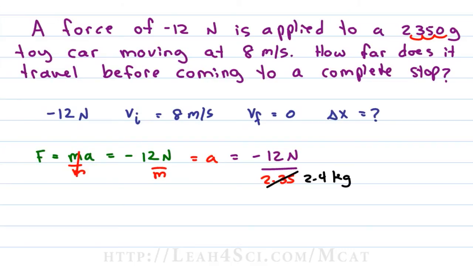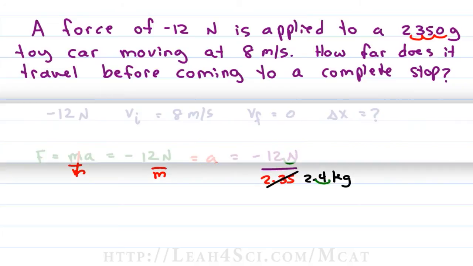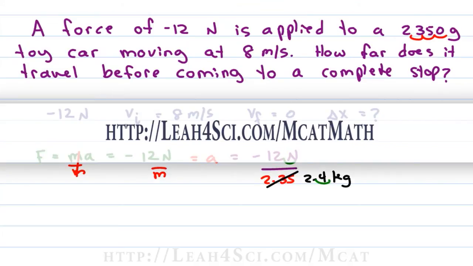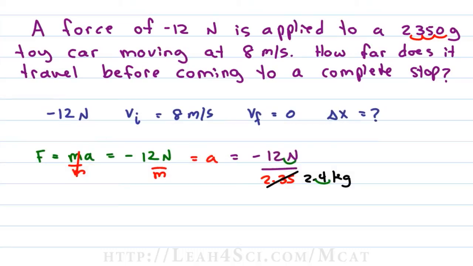We'll use the decimal trick here to move the top and bottom 1 over to the right. If you're not comfortable with this, go back to my MCAT Math series on my website, Leah4sci.com/MCAT Math. This gives us 120, which we'll just look at as 12 times 10 over 24. 12 is half of 24, giving me 1 over 2, and 10 over 2 is equal to 5. Don't forget the negative sign, which gives us an acceleration of negative 5 meters per second squared. Negative implies it's opposite the direction of motion.